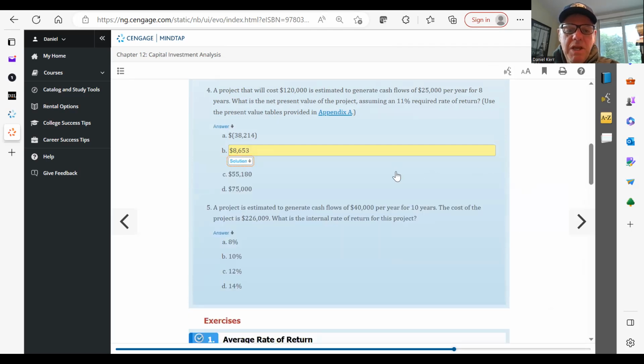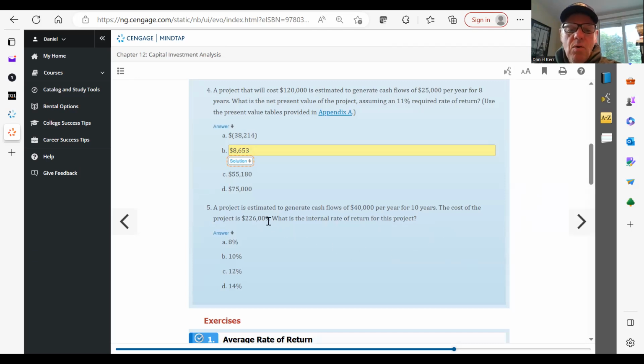So that is B. And the last one has to do with the internal rate of return. We don't know what the rate of return is, but if we compare the cost of the project to the future cash flows and set up a ratio, then if it's 10 years, we can go to the annuity table and find the interest rate that comes closest to that amount.